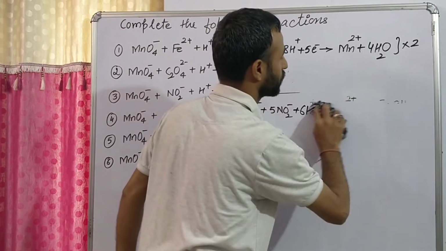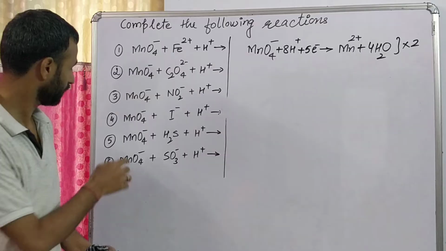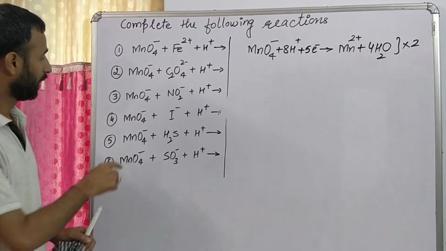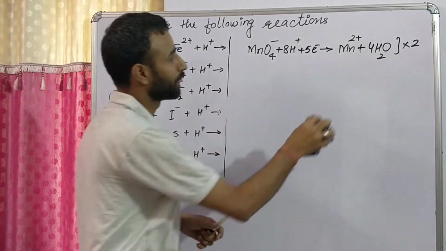Now, next part. This is the third equation. Now fourth. Again MnO4 negative, H plus. Equation remains the same.